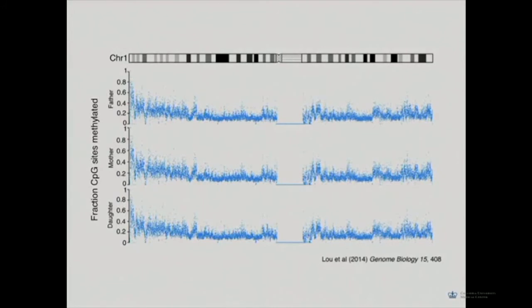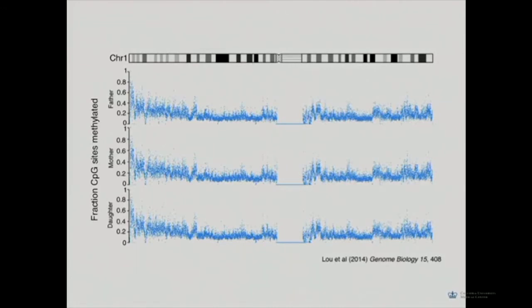Now, there was a very bad but very influential paper published several years ago that claimed that methylation patterns were very unstable with age. And here we're looking at some whole genome bisulfite data across chromosome 1. And here's the daughter and the mother and the father. And if you look at these in detail, you find that they're virtually identical.